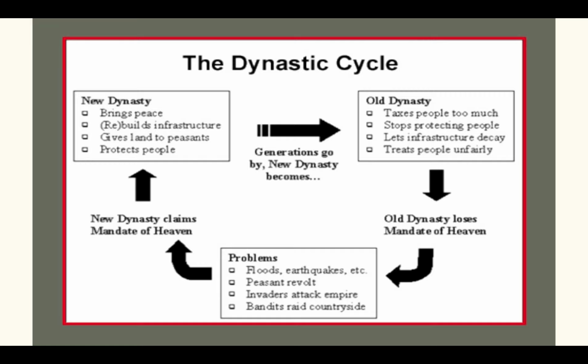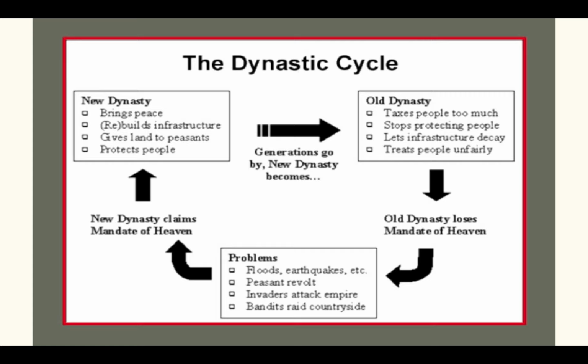The old dynasty is maybe set in its ways, it's complacent, it taxes its people too much, it stops protecting the people, it stops fulfilling its obligation to peasant populations, or maybe it treats them unfairly, brutalizes them, and oppresses them in many ways. And this old dynasty, as its power begins to fray, and people can see that, starts to experience problems. So every time you'll see a flood or an earthquake or a peasant revolt or invaders or banditry in the countryside, it means that the people are connecting it back to that mandate of heaven concept. And they're going to start to think, we've got problems.